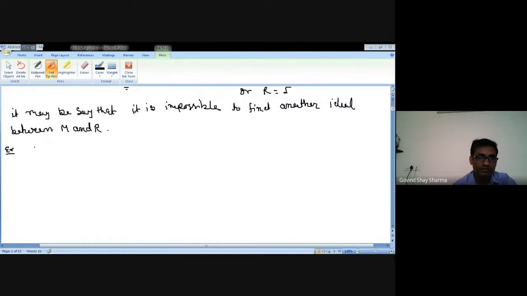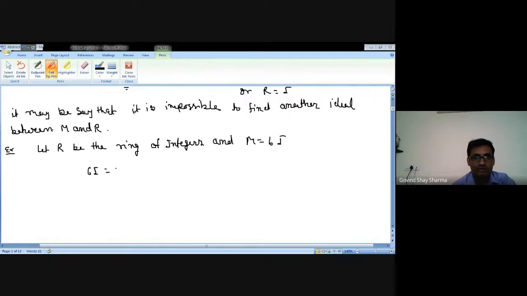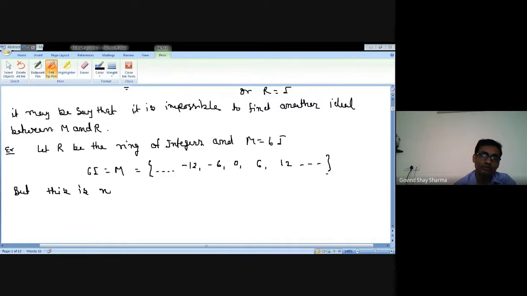Let R be the ring of integers and M is equal to 6Z. So 6Z means the elements of M are minus 12, minus 6, 0, 6, 12, and so on from minus infinity to infinity, all multiples of 6. But this is not a maximal ideal.